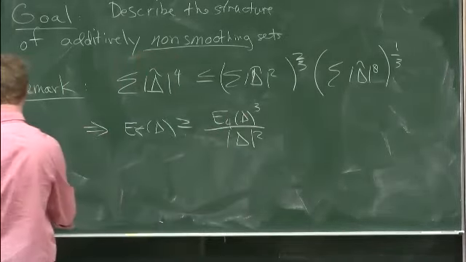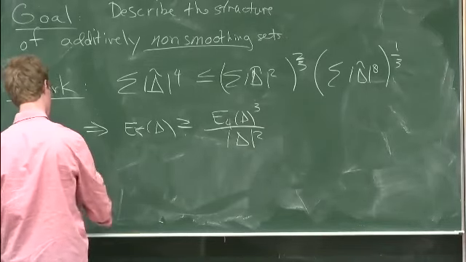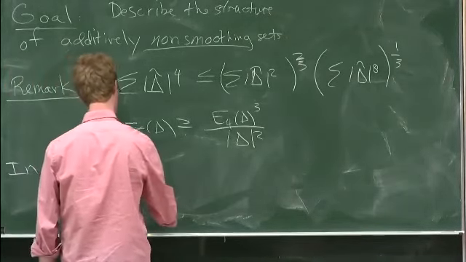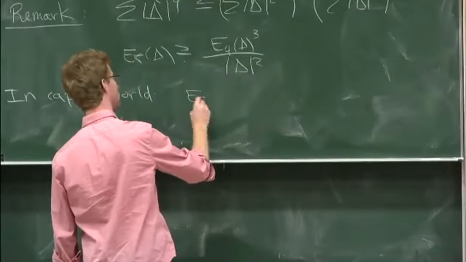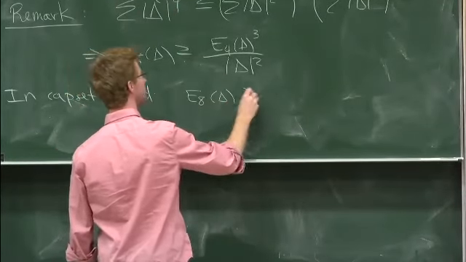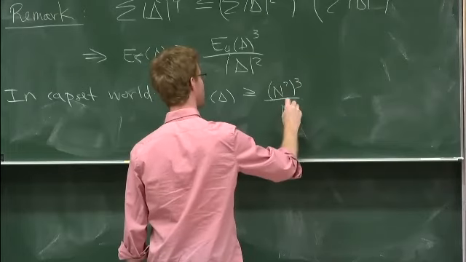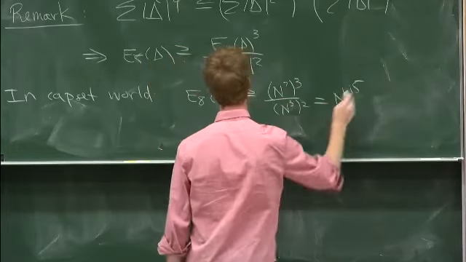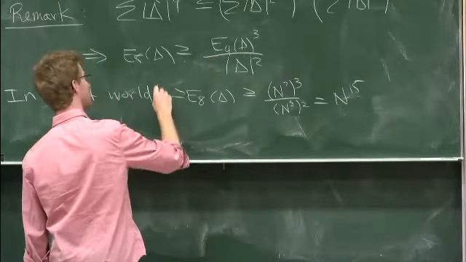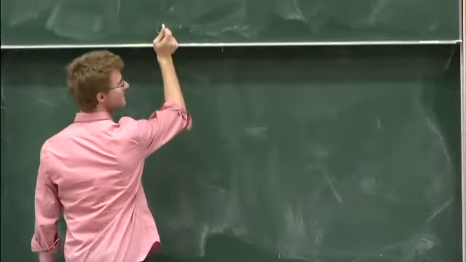Okay, so in the cap set world, we had E8 bigger than N to the 7th cubed divided by N to the third squared, which is equal to N to the 15th. And in fact, we knew that this was less than N to the 15th plus sigma. Okay, that's the end of the review.